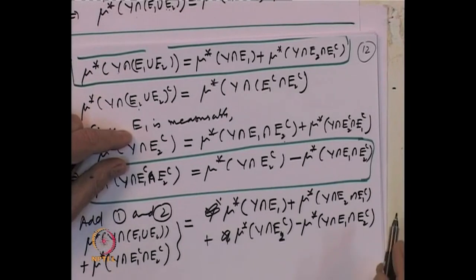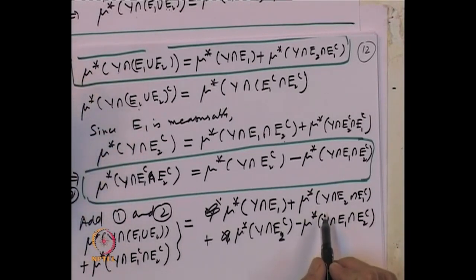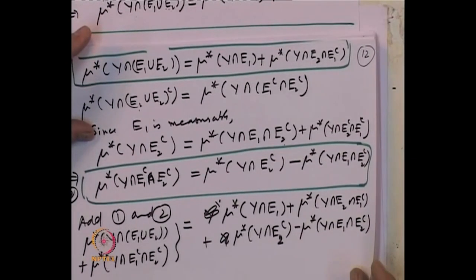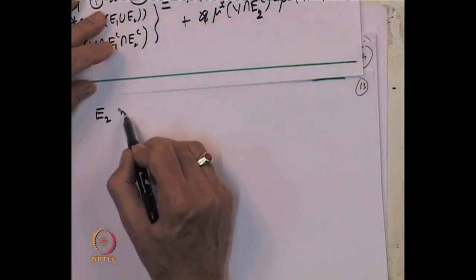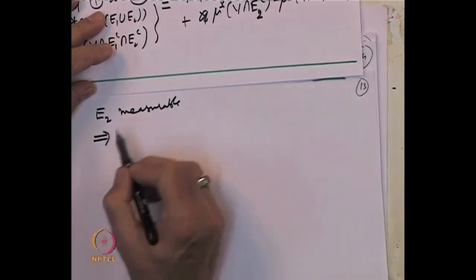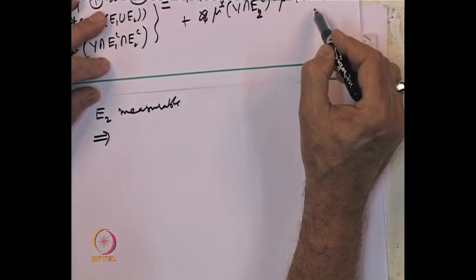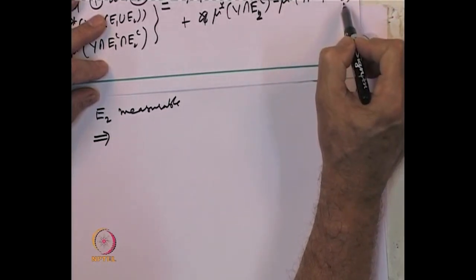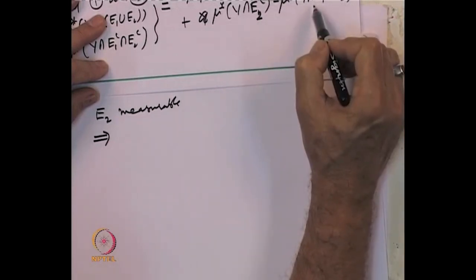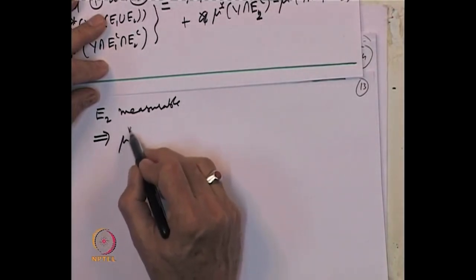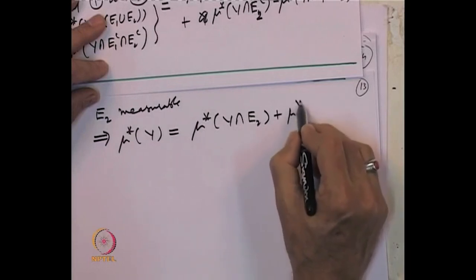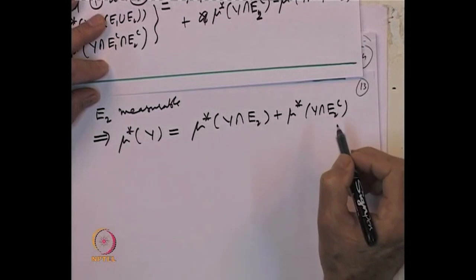Okay. Now, let us observe, till now we have not used anywhere the fact that E2 is measurable. So, let us try to use that fact that E2 is also measurable, so that we can simplify this quantity. So, E2 measurable implies the following fact. We want to simplify this. Let us look at y ∩ E2 and y ∩ E2 complement, right. E2 measurable means for every y we have μ*(y) is equal to μ*(y ∩ E2) plus μ*(y ∩ E2 complement), right, because of measurability.